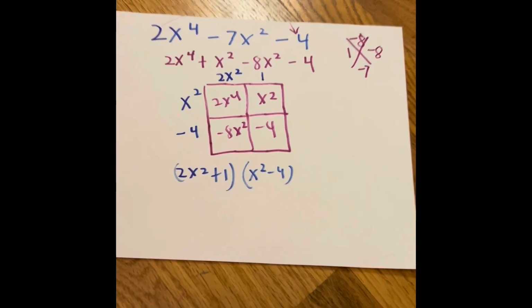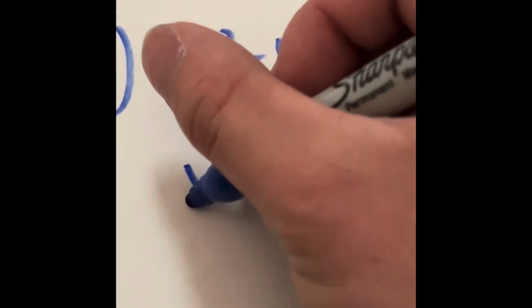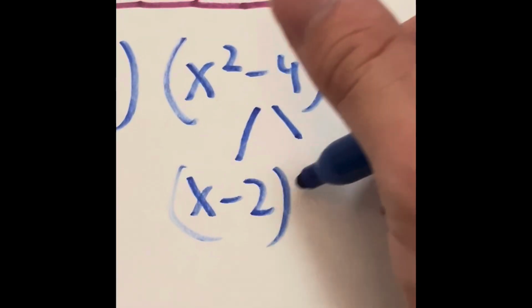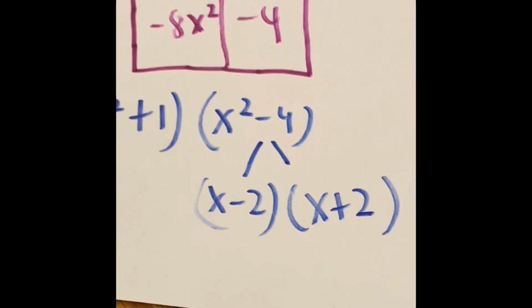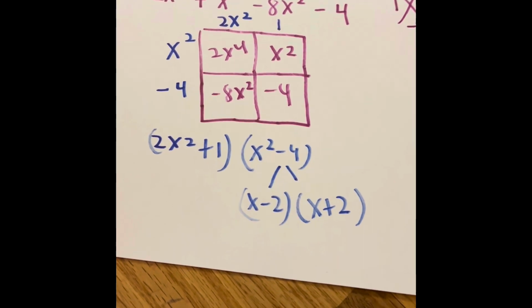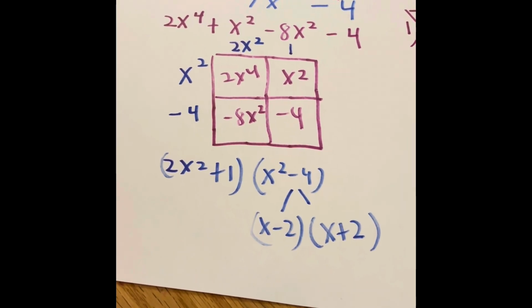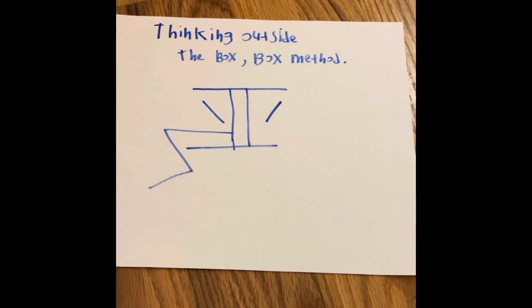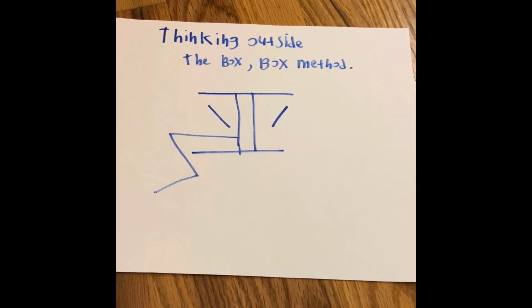Done. But wait, we are not done. That can be factored down a bit more. So x minus 2 and x plus 2. Your math teacher will not give you full credit unless you actually factor everything to the simplest and most factored form it can be. And that also explains why this method works. I hope this video has helped you understand thinking outside of the box.